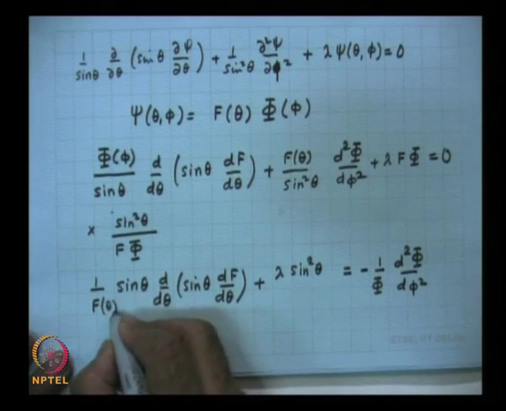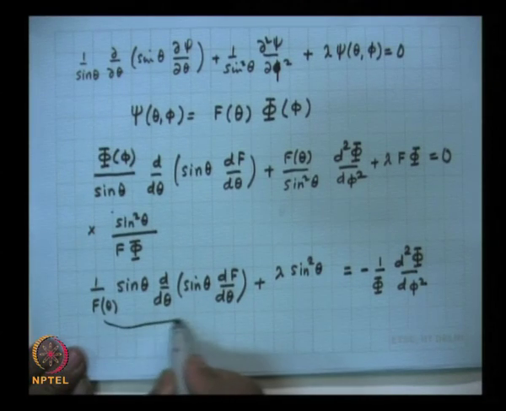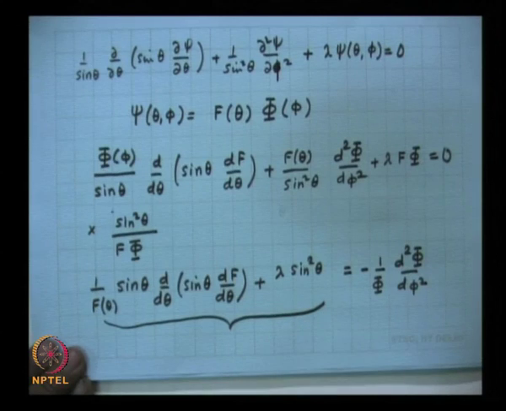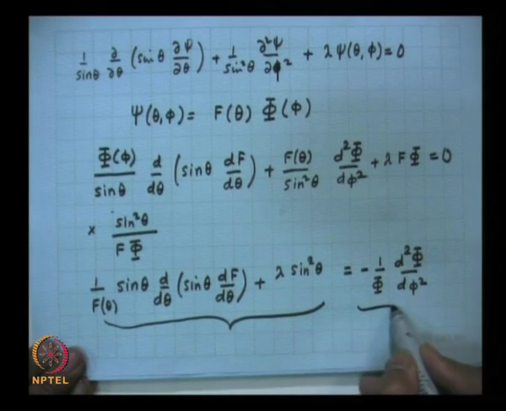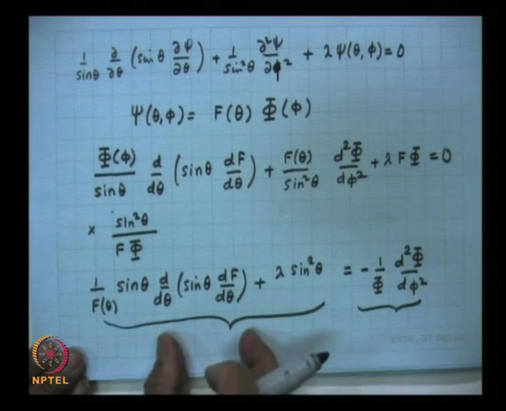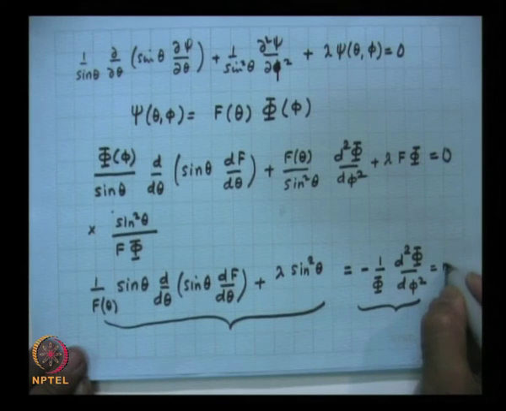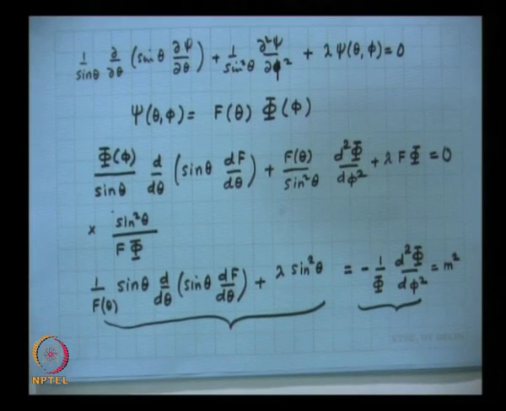Capital F is assumed to be a function of theta. So, now as you can see, the variables have indeed separated out. The left hand side is a function of theta, the right hand side is a function of phi only. So, a function of theta cannot be equal to a function of phi unless both of them are equal to a constant. So, I put this equal to m square, a square of the number, and the reason will come out in a moment.